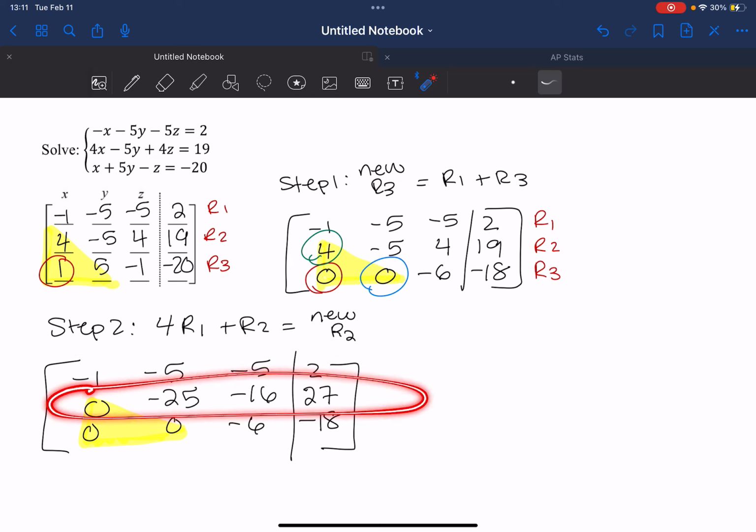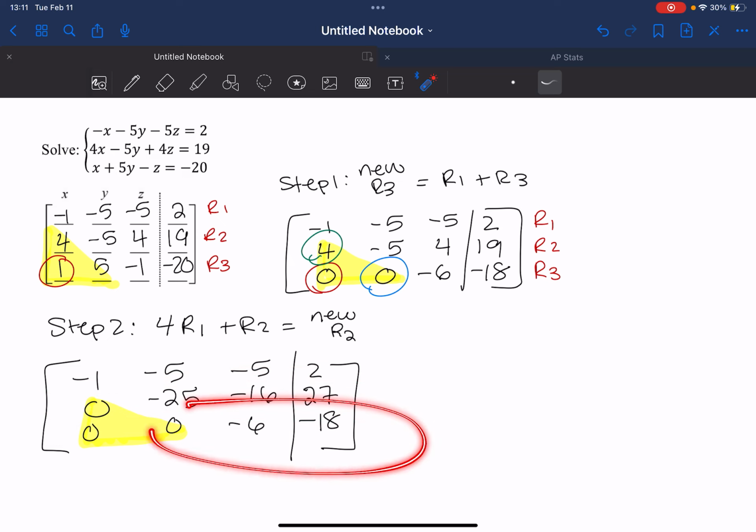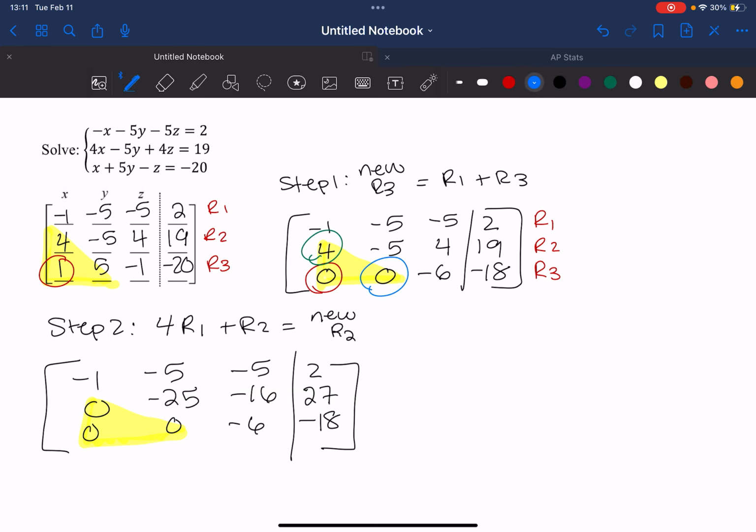Then I check this one. Is there a GCF for -25, -16, and 27? Nope. Then I look at this one. Is there a GCF for -6 and -18? Yes, -6. So if I divide both of these by -6, I get 1 and 3. Okay, which means I now have, right here, this tells me that Z is equal to 3.